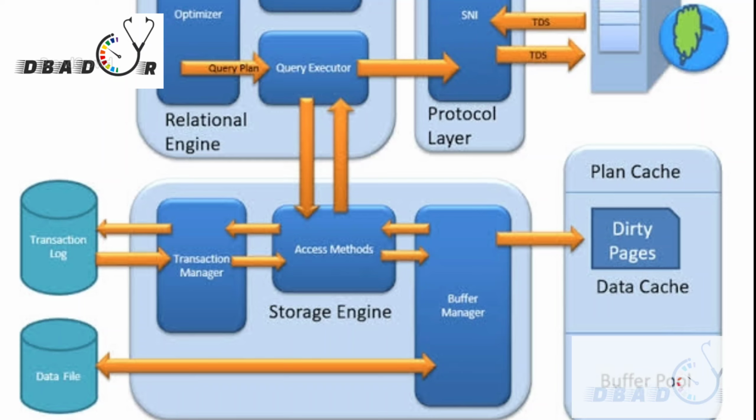And in a plan cache, the page buffer pool will work based on least used page. Whatever page is used very rarely, it will go down and it will flush, and what is the most recently used page, that will be on top. Like that, the plan cache will work.